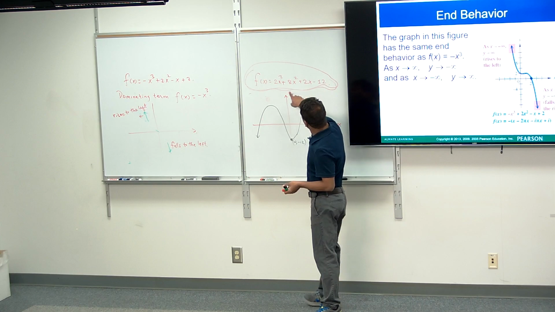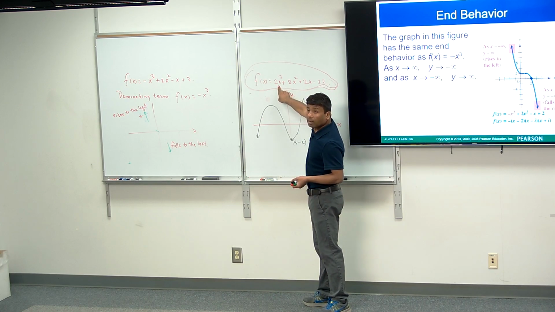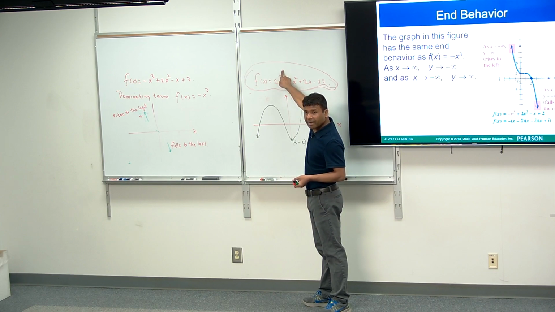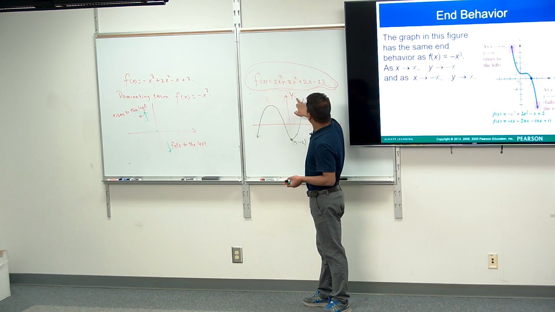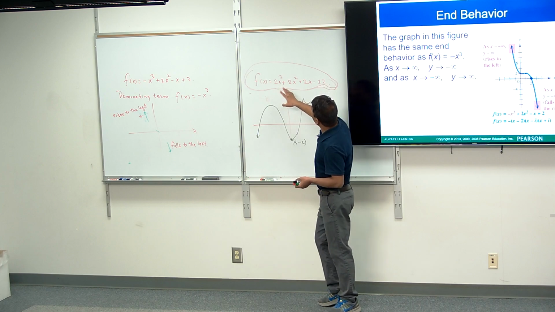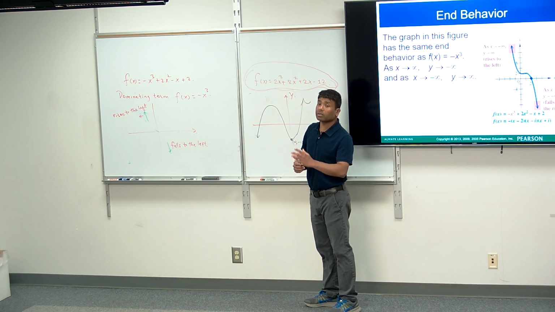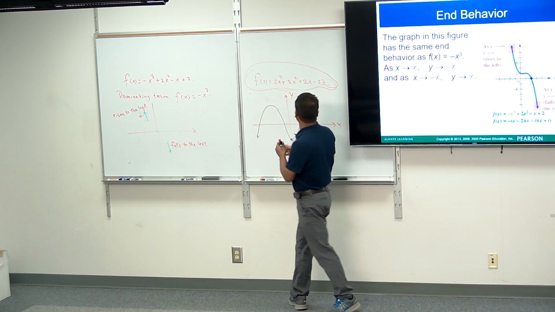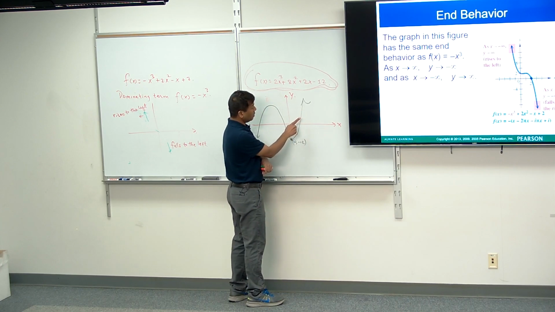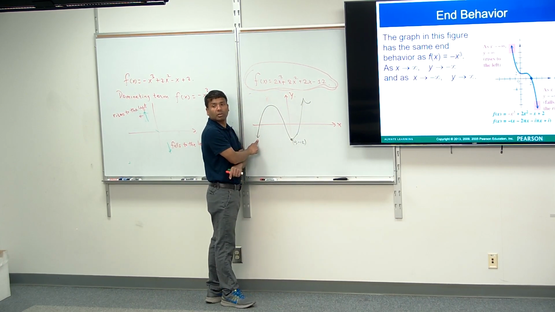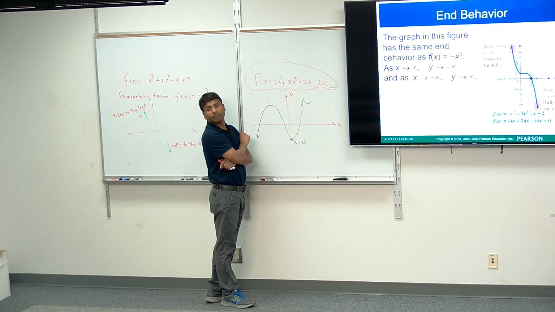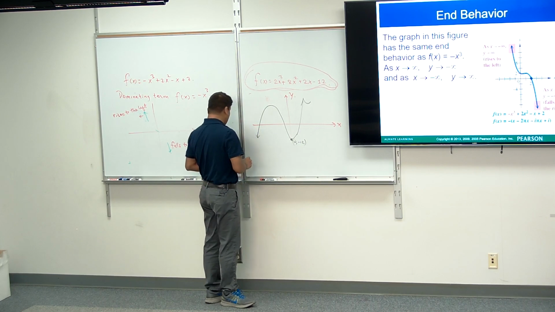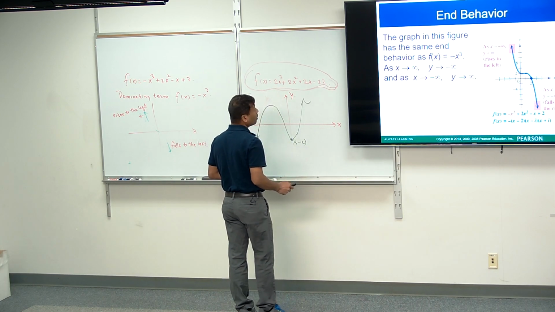So now, you gotta be a little bit careful. For this one, what is the dominating term? 2x cubed, is that right? And if you draw the graph of 2x cubed, what happened? Falls to the left, rises to the right. Is that right? And the same thing happens here. Rises to the right, falls to the left. So you've got to be careful here. You know what I mean?